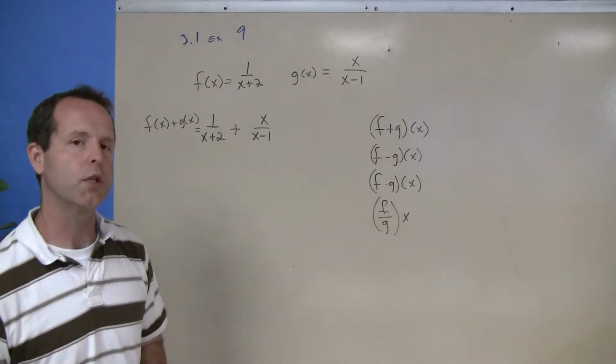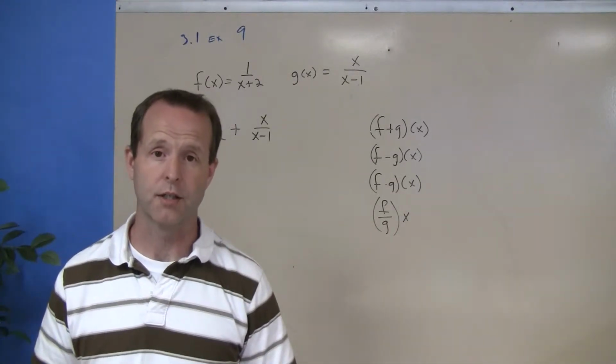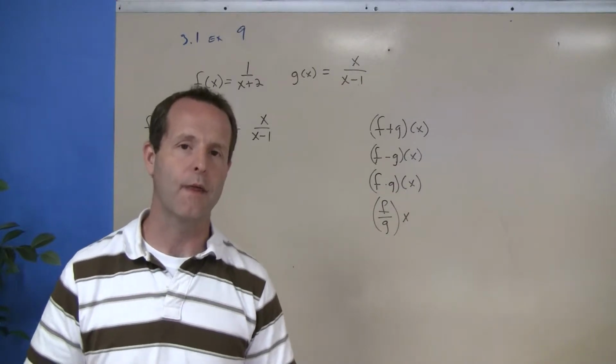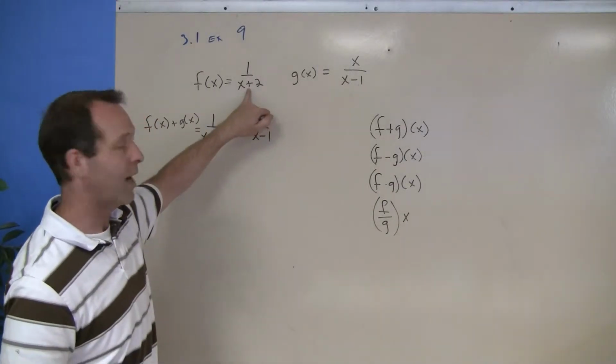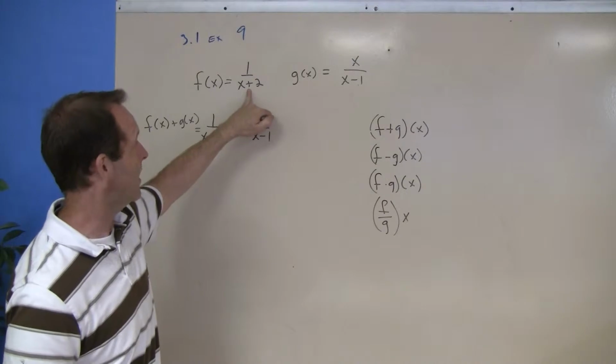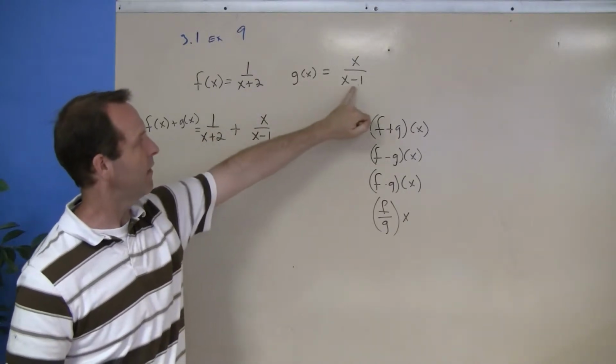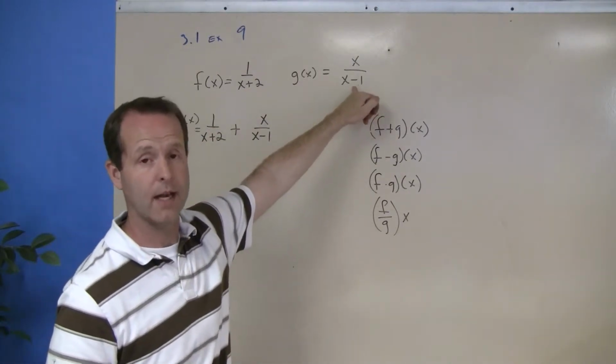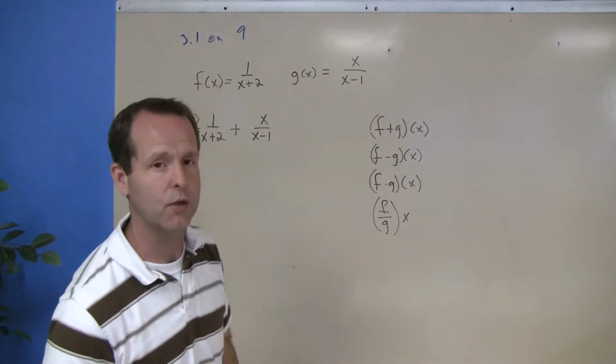I also want to make note too that I have some domain restrictions. Always want to keep an eye out and look at those. This rational expression is valid for all values of x except for negative 2. And this one's valid for all values of x except for 1. So I do have some domain restrictions to be aware of.